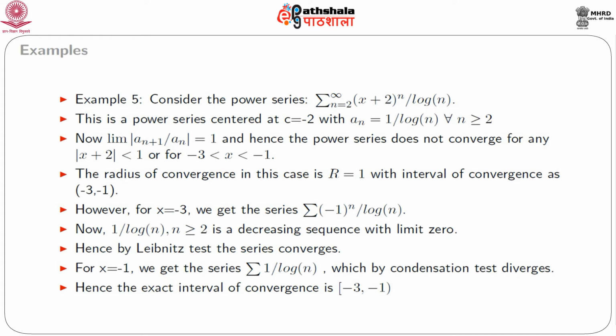Thus the radius of convergence in this case is r equal to 1 with interval of convergence as -3 to -1. However, for x equal to -3 we get the series summation (-1) to the power n divided by log n. Since 1 by log n is a decreasing sequence with limit 0, by Leibniz test we find that the series converges. However, for x equal to -1 we get the series summation 1 by log n, which by condensation test diverges. Hence the exact interval of convergence in this case is -3 to -1, where the point -3 is included in the interval and -1 is excluded from the interval.